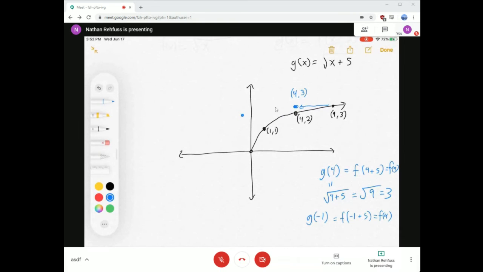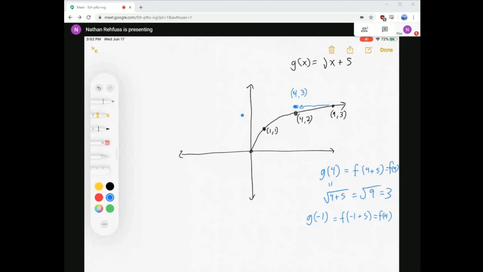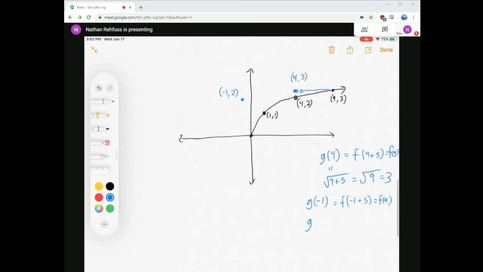G of negative 1 is the same as f of 4. It's the same output. So what this plus 5 is doing is saying, you can give me an input that's 5 smaller and still get the same output. So this is the point negative 1, 2. So if I want an output of 1 from g, what input should I give? G of what is equal to 1?